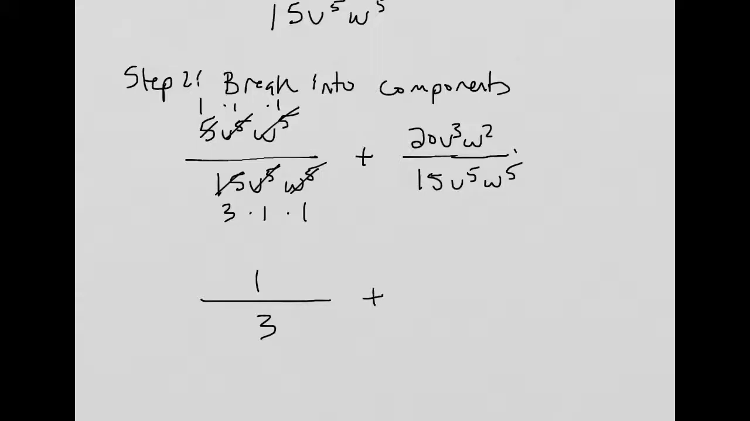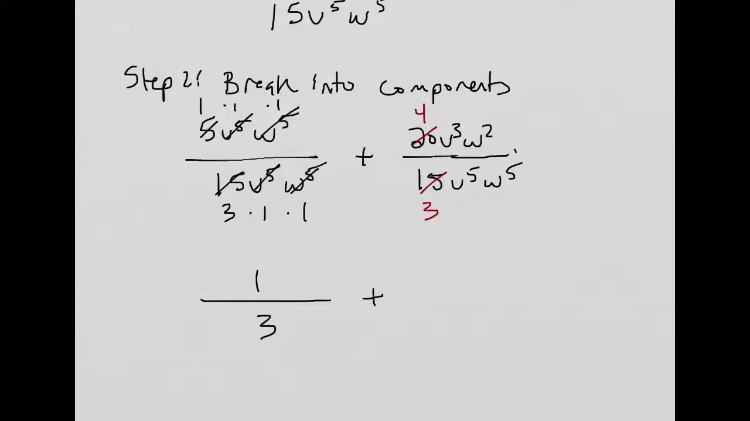If we look at the second fraction and we simplify, let's start again with just the coefficients. So we've got 20 on top and 15 on the bottom. I know 5 again is a factor of both, so I'm going to divide the top and bottom by 5. 20 divided by 5 gives me 4, and 15 divided by 5 gives me 3.